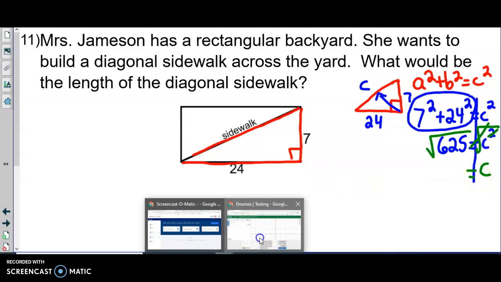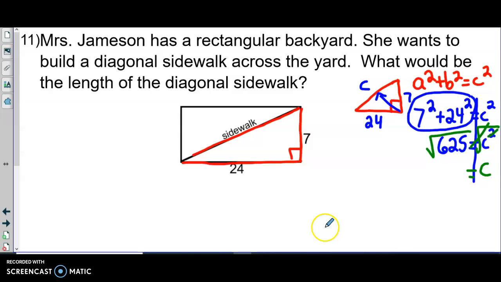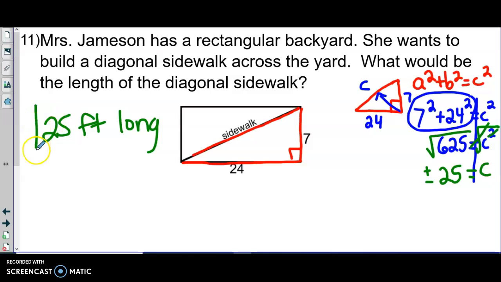And then we go back to our calculator and type in the square root of 625, and that's going to equal 25. Now remember, every square root has a positive and a negative answer, but let's go back and think about our problem. It says, what is the length of the sidewalk? You can't build a sidewalk that's negative 25 feet long. It has to be the positive answer. So the length of our sidewalk is 25 feet long. Just the positive answer here.